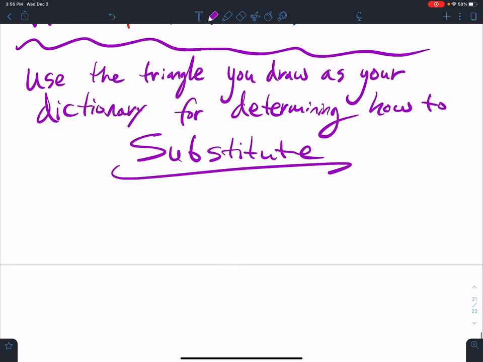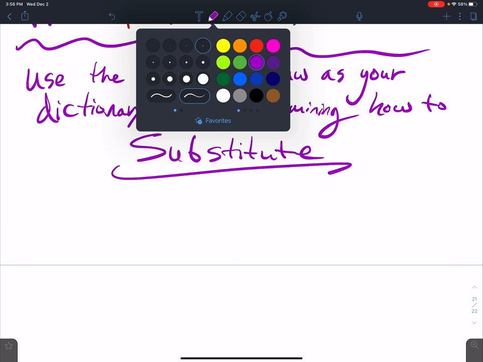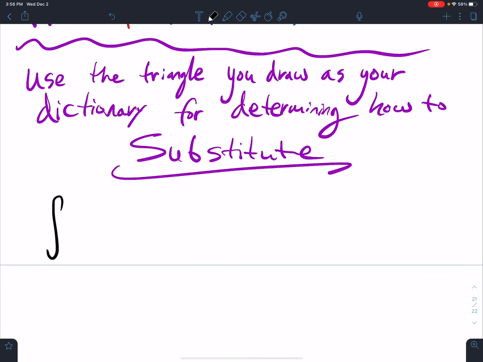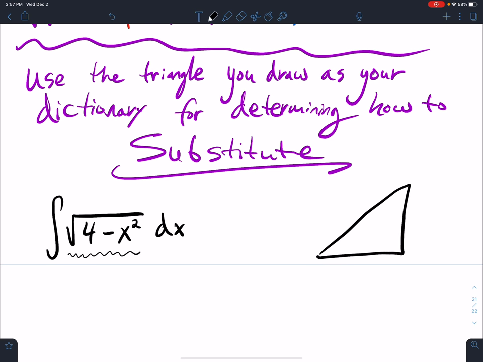All right, so what do I mean by that? Let's take a problem. So I'm going to do the integral of the square root of 4 minus x squared dx. When I think about the Pythagorean theorem, how can I write this as a side of a triangle? So the first thing I do is draw my triangle.